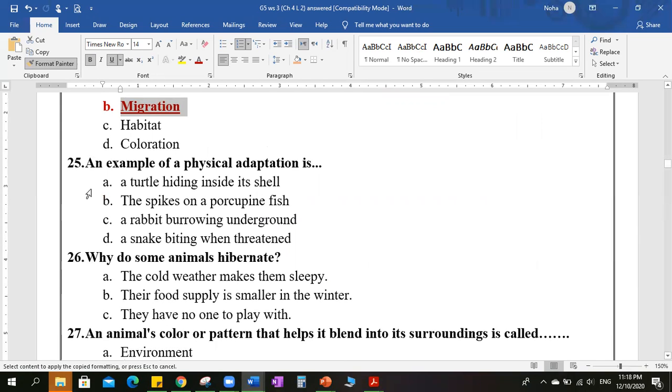We have a turtle hiding inside a shell, what's something the animal is doing, right? So this is a behavioral one. The rabbit burrowing under the ground, or a snake biting when threatened, or the spikes on a porcupine fish. This is B, yes, because spikes are something on their bodies that help to protect them from predators, while the other options are all something animals do, which means they are behavioral ones.